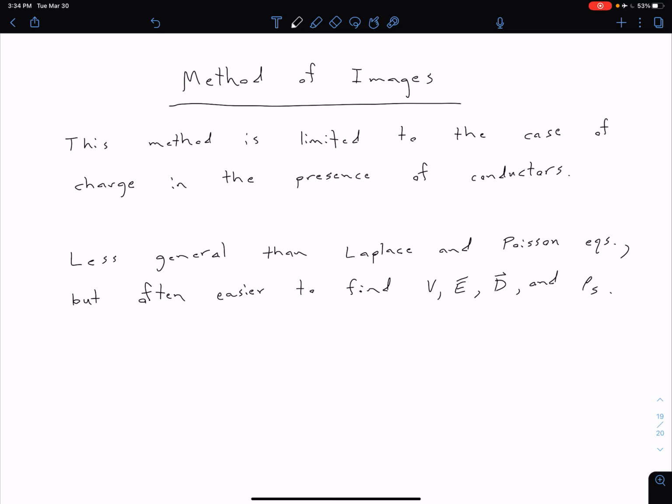The reason that we're not going to spend as much time on this is that this is limited to the case of charges in the presence of conductors. So it's not quite as general as our Laplace and our Poisson equations. However, if we do have these conditions met, then it's oftentimes going to be easier to use this method of images to find all of these values of interest: our voltage, our electric field, our electric flux density, and our charge density on the surface.